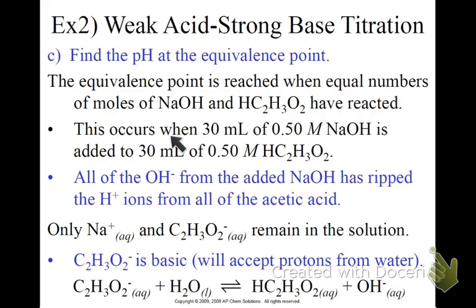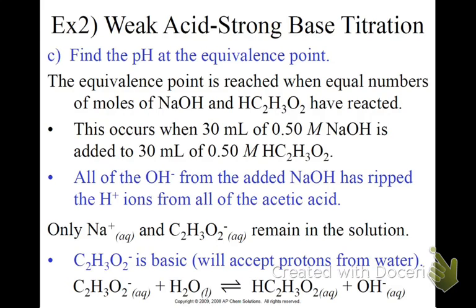However, even though the hydroxides have ripped the H plus ions off the acetic acid, this does not mean that we are neutral. In fact, we will not be neutral, so pH will not equal 7 for this particular titration. What's going to remain in the solution at the equivalence point is the Na+ sodium ions and the acetate ions.